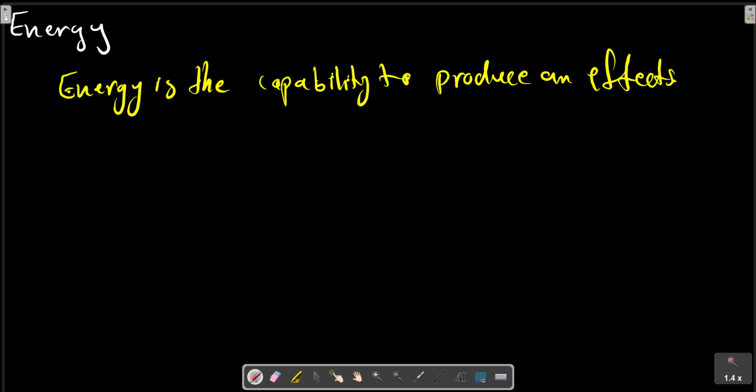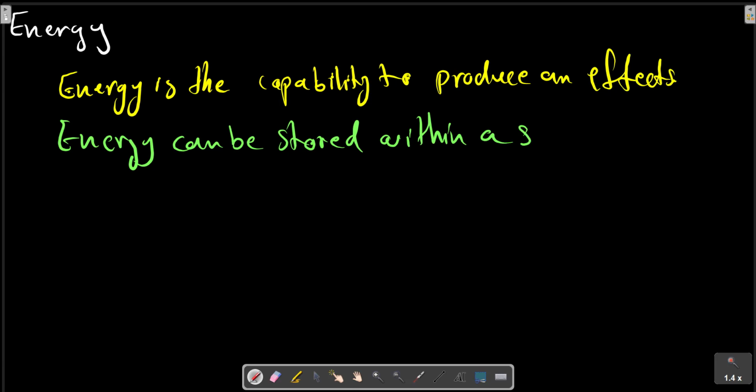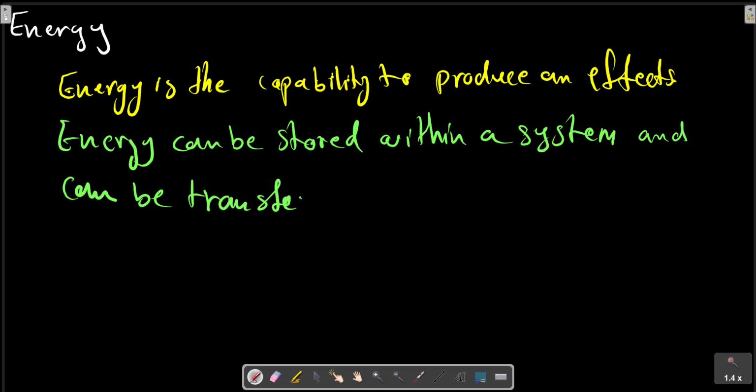Energy can be stored within a system and can be transferred as heat, for example, from one system to another.